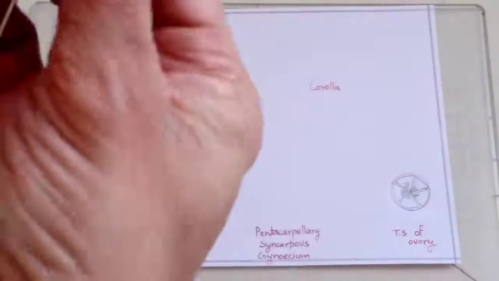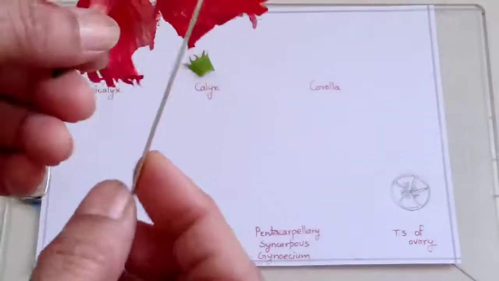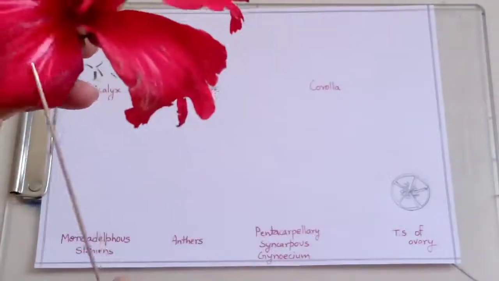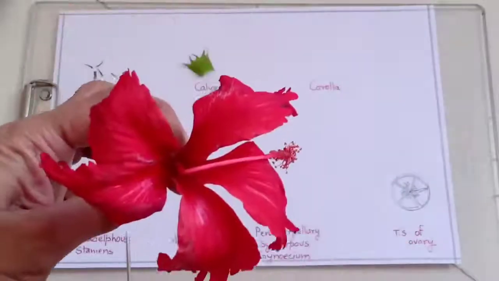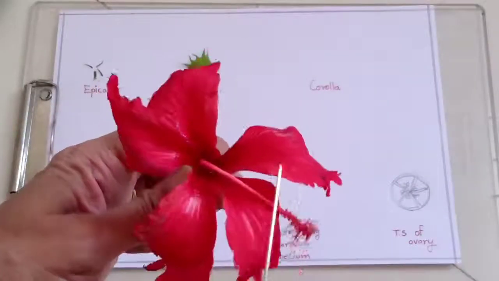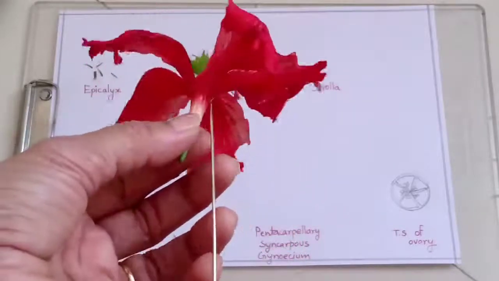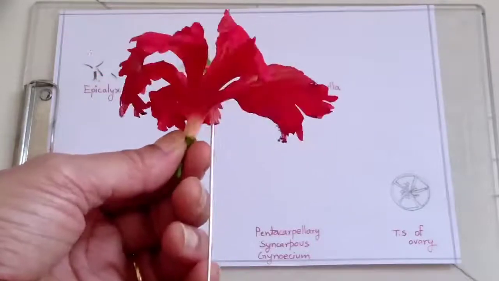Now the next part is corolla. Fine. Corolla is also called petals. They are 5 in number: 1, 2, 3, 4, 5. They are polypetalous, meaning they are free. You can see, so they are polypetalous. And the estivation is twisted, that is how they are arranged. So that is the twisted estivation.